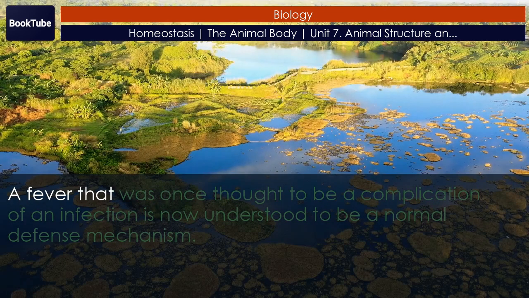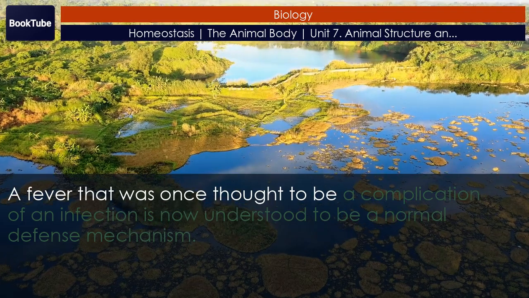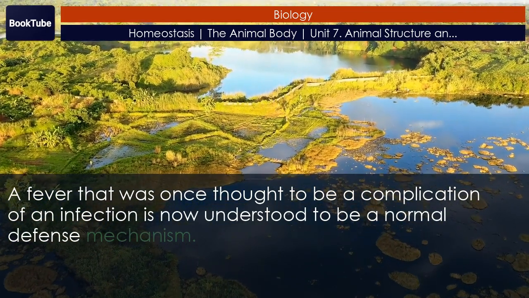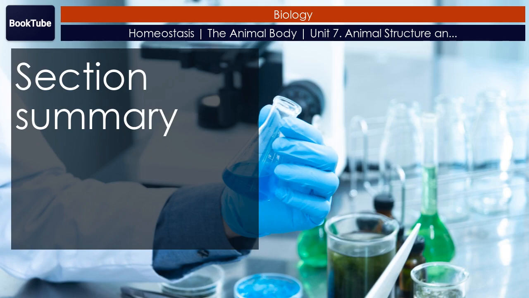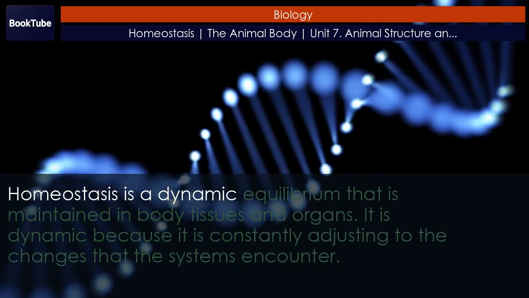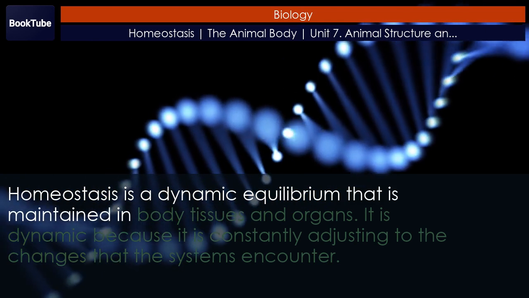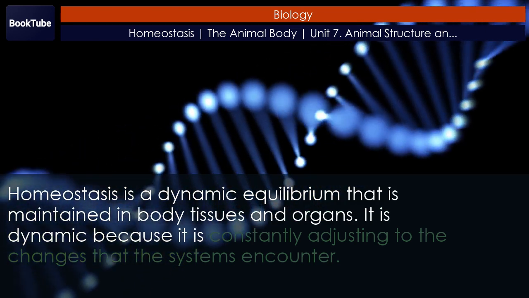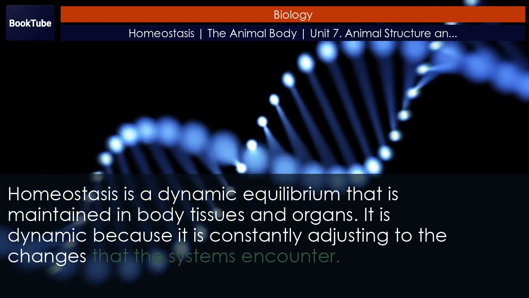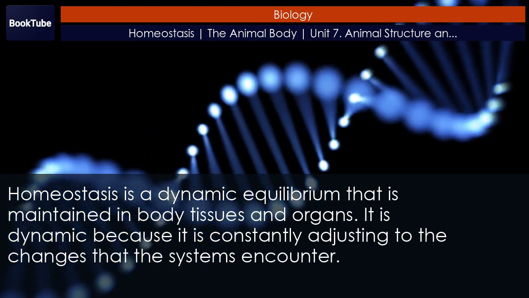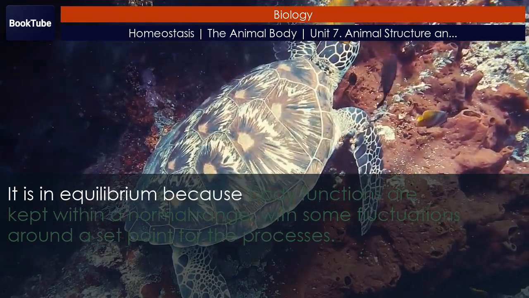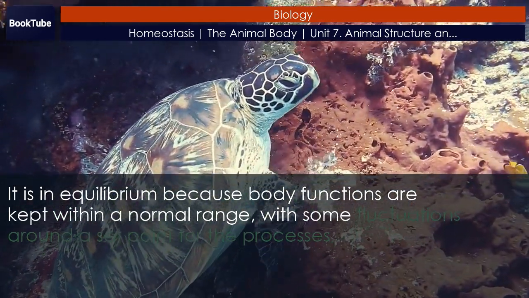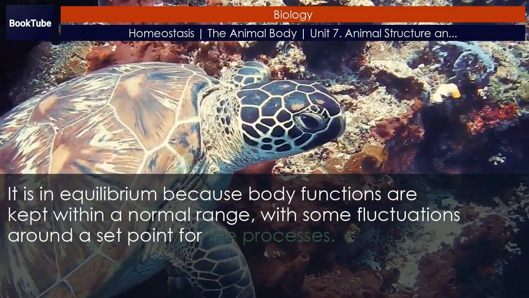A fever that was once thought to be a complication of an infection is now understood to be a normal defense mechanism. Section summary. Homeostasis is a dynamic equilibrium that is maintained in body tissues and organs. It is dynamic because it is constantly adjusting to the changes that the systems encounter. It is in equilibrium because body functions are kept within a normal range, with some fluctuations around a set point for the processes.